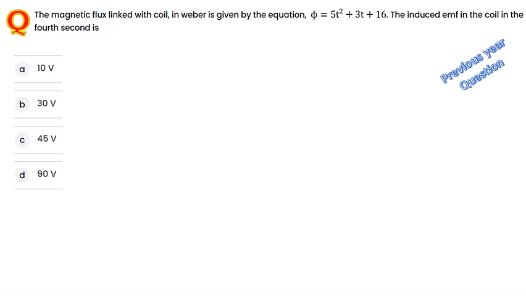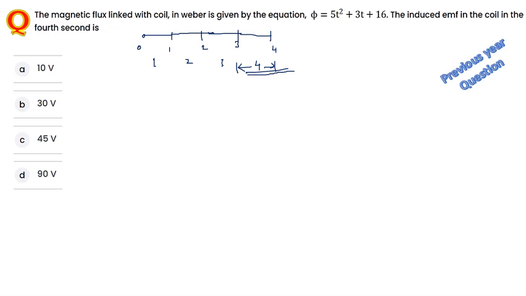First remember here, when time is between 0 to 1 second, then 1 to 2, 2 to 3, and 3 to 4. Now this is the first second, second second, third second, and this one is the fourth second. What they are asking here is the induced EMF on the fourth second.